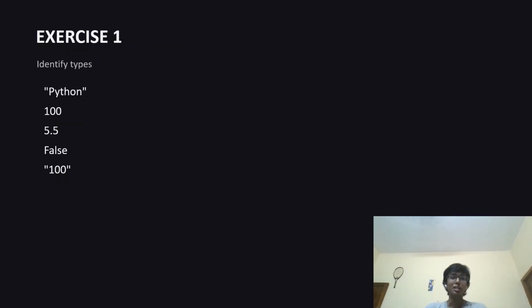The first one, exercise 1, identify types: Python, 100, 5.5, False. Okay. Just like what we did before. I'll give you 10 seconds. Come on, guys, do it.